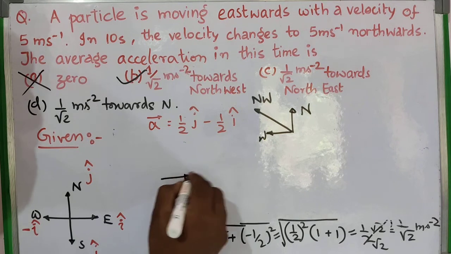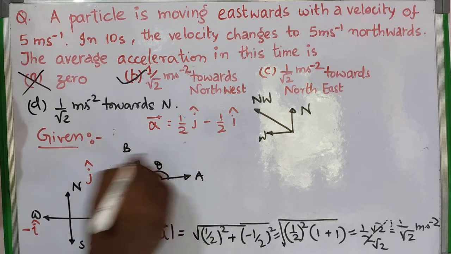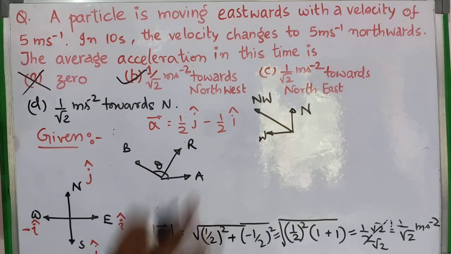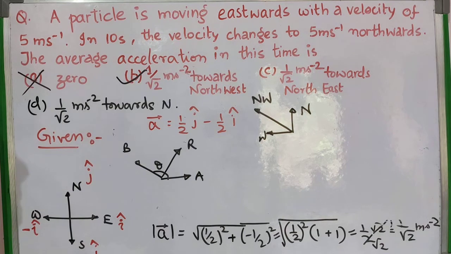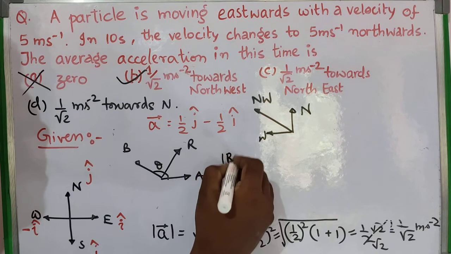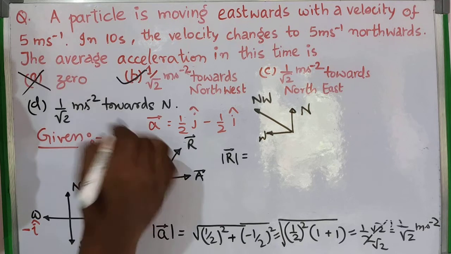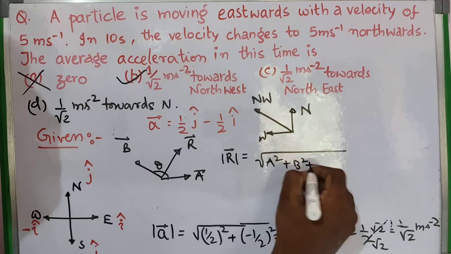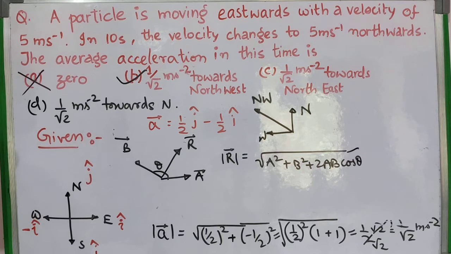Suppose I have two vectors, A and B, right, and the angle between them is theta. Then the resultant R, whatever be its direction, we will get by adding them using either triangle law or parallelogram law. So what would be the magnitude of R? The magnitude of R would be under root of A square plus B square plus 2AB cos theta. Remember, theta is the angle between the two.